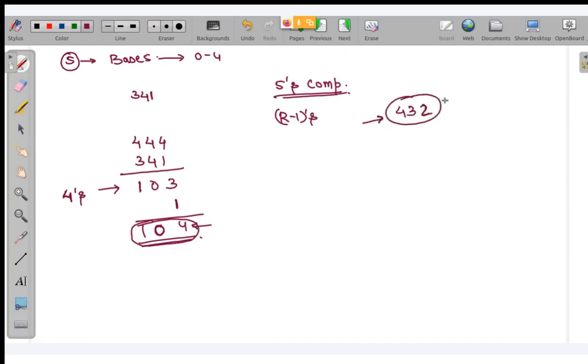Solve 5's complement for this number. 5's complement. It's okay, I will give you time now. Calculate very quickly.